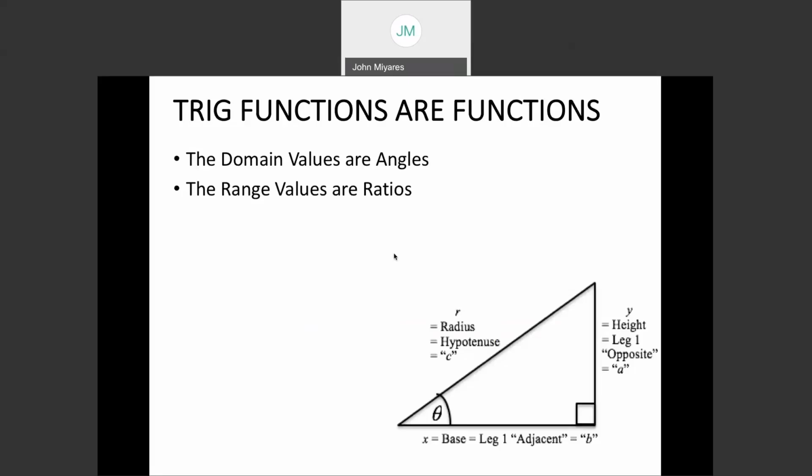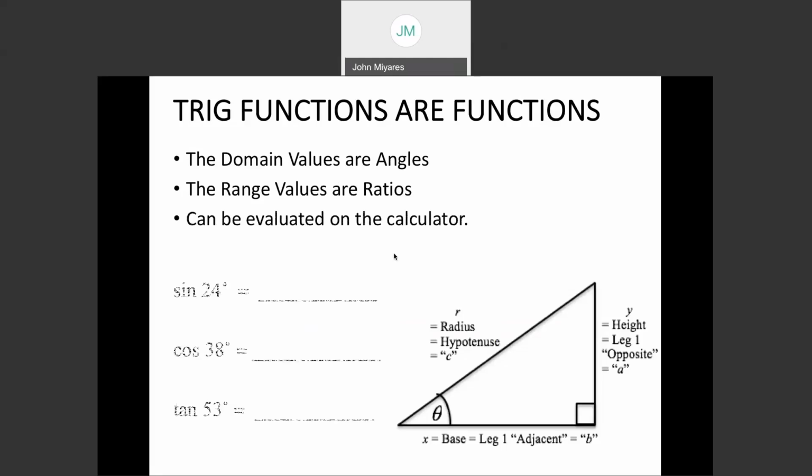Most of these ratios can be evaluated on the calculator. So if you were given questions like these where you're asked, what is the sine of 24 degrees or the cosine of 38 degrees or the tangent of 53 degrees, these are simply one button type problems to do on your calculators. Unlike when I was in high school, we had to look these values up in what are called trigonometric tables in the back of our textbook. So I'm going to switch gears here and turn on a calculator emulator for a second that I can share with you.